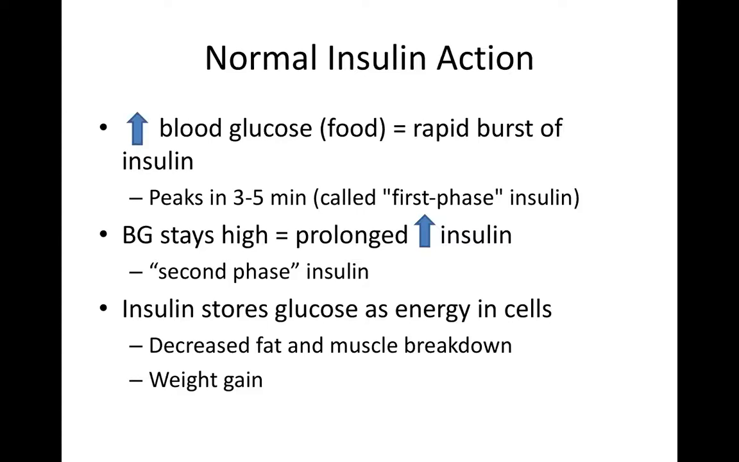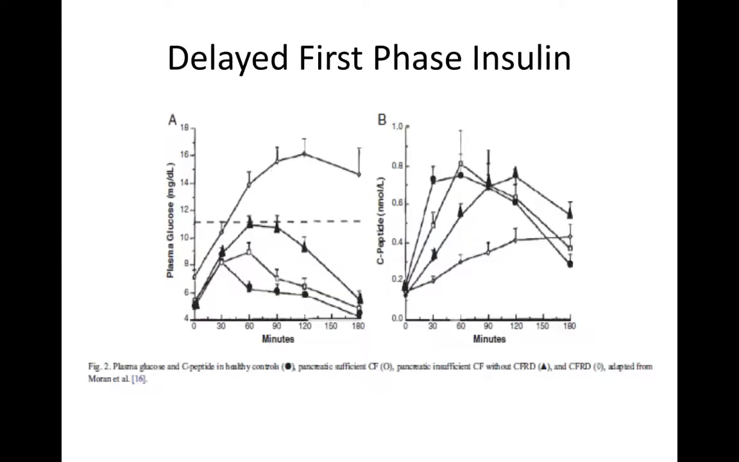What happens if you have cystic fibrosis is that you lose the first phase of insulin response. And so what happens here, you can see in healthy controls, if you eat food and you are a healthy person with normal insulin, you get a little spike in your blood sugar and then it comes back down, but it all stays within the normal range. Here's the normal range, okay?